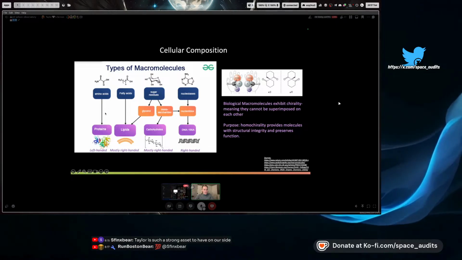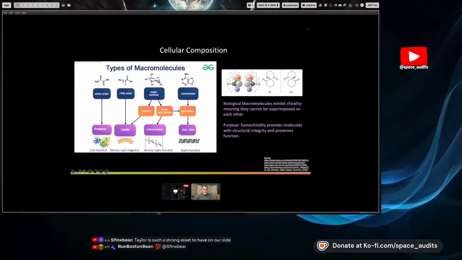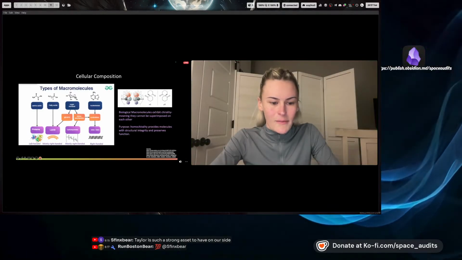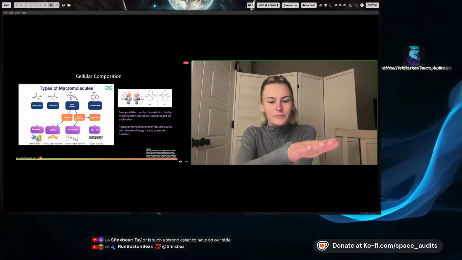Okay, so proteins are left-handed, lipids are mostly right-handed, carbohydrates are mostly right-handed, and then DNA is also right-handed, meaning they're all aligning in that fashion.